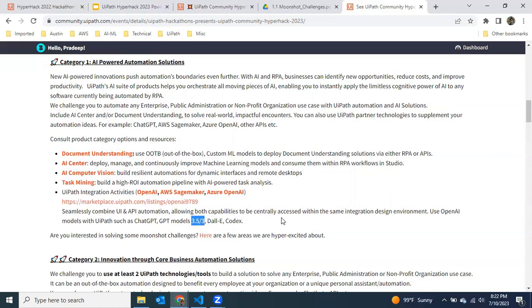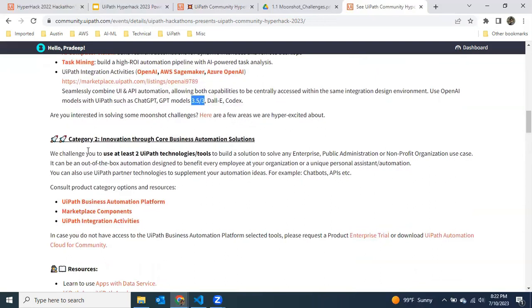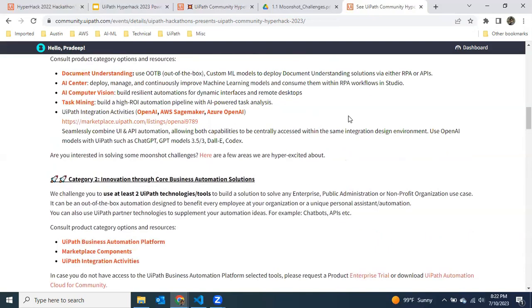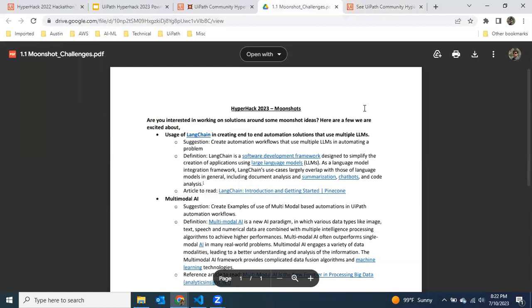And we'll be looking forward to what exciting and innovative use cases are coming up in this area. This particular line is very interesting here. They're talking about some moonshot challenges. Essentially, if you are struggling with ideas, they have provided a PDF document. I have opened it here. These are the moonshot challenges.